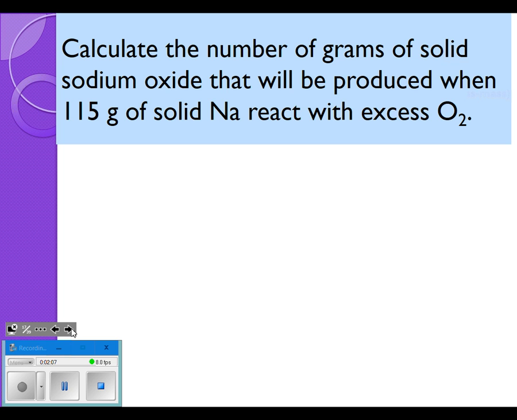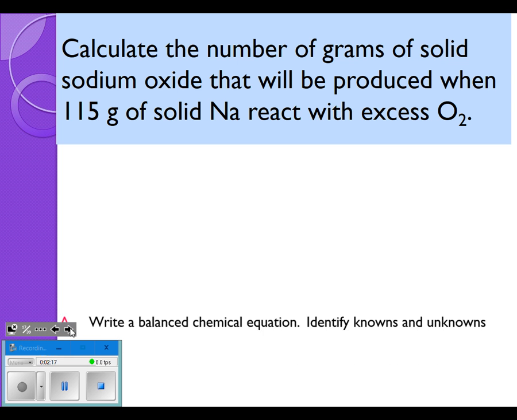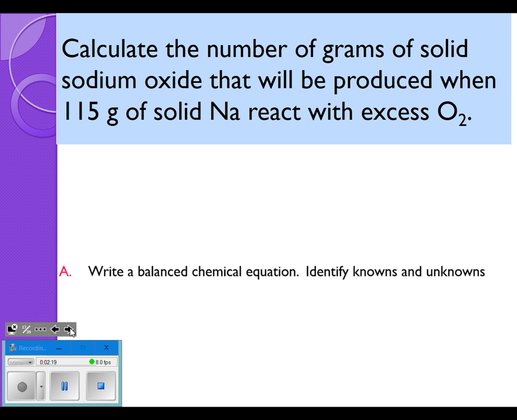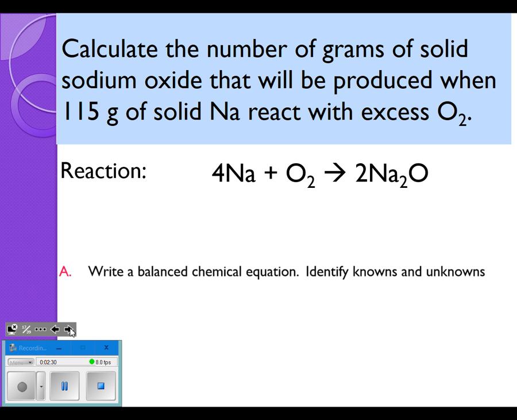Calculate the number of grams of solid sodium oxide that will be produced when 115 grams of solid sodium react with oxygen. So, we first have to write a balanced chemical equation. I will tell you on your test, you'll be given the chemical equations. You sometimes will have to balance them, you sometimes won't. But if we write this reaction, it is Na plus O2 yields Na2O. And then we balance it by putting a 4 in front of the Na and a 2 in front of the Na2O. Okay, so that's the first part.